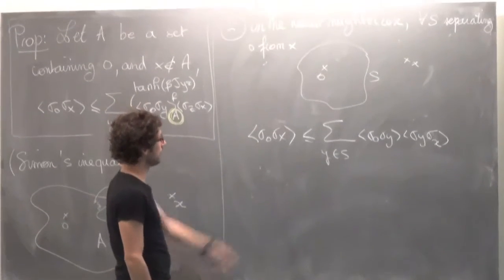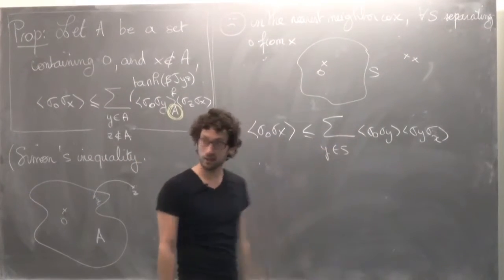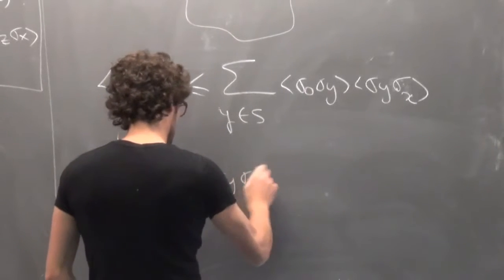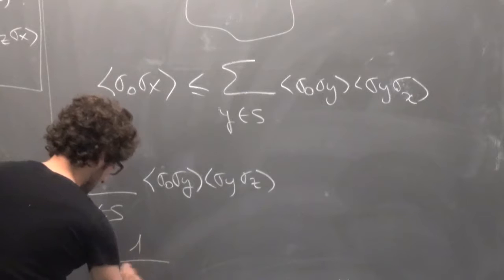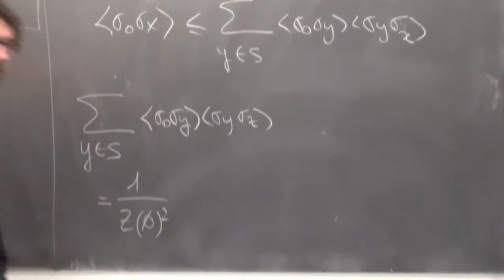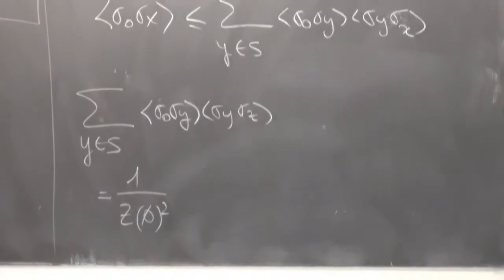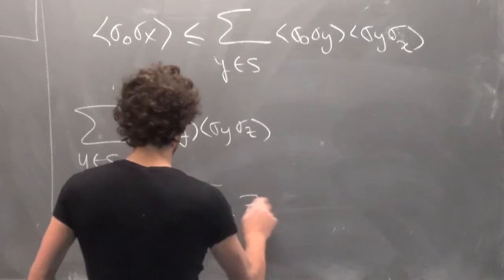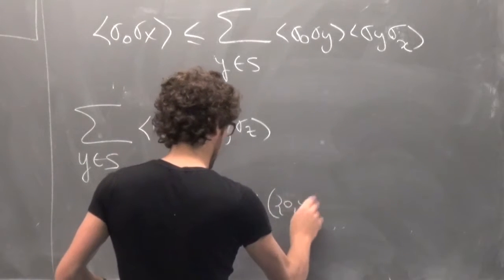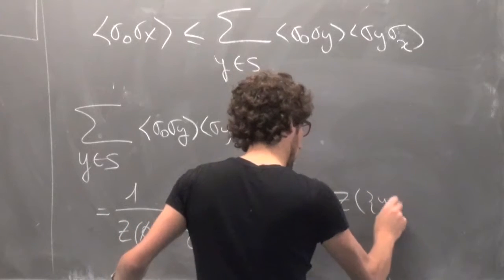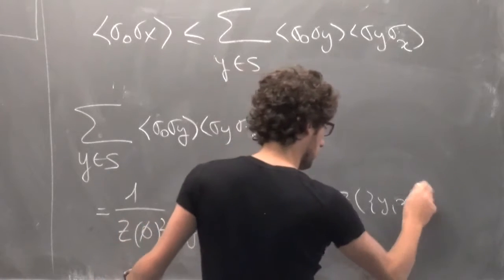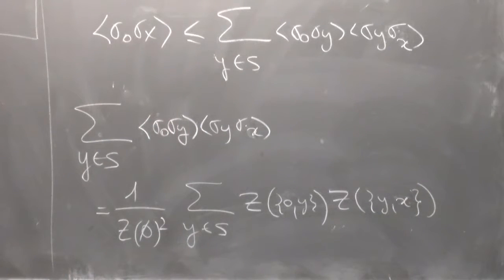Okay, let's try to prove that. So let's look at the right-hand side and see what we can do. The right-hand side, the sum for y in S of sigma 0, sigma y, sigma y, sigma x, is 1 over Z of the empty set squared, you remember, the partition function, the sum of the sourceless currents, times the sum over y in S of Z of 0, y, times Z of y, x. I don't know why I absolutely want it to be a z.